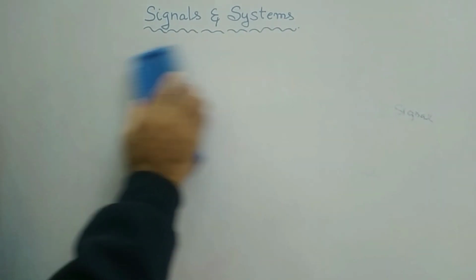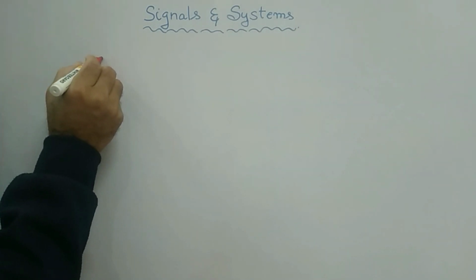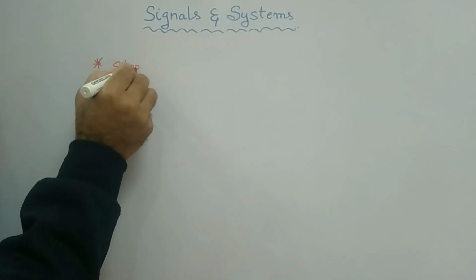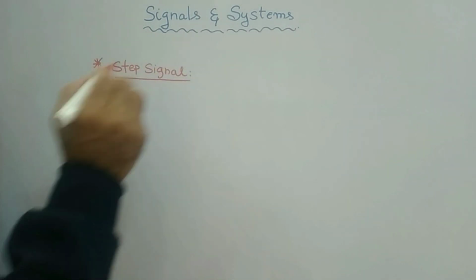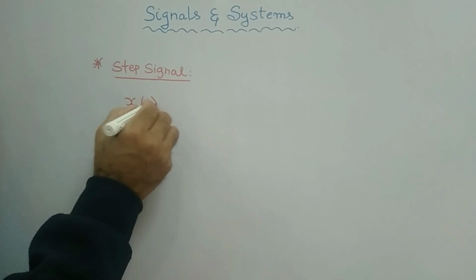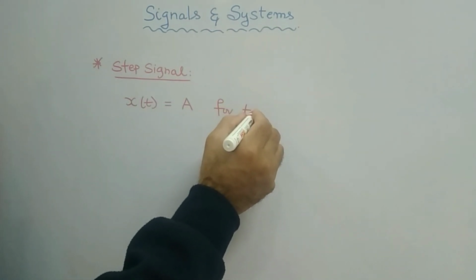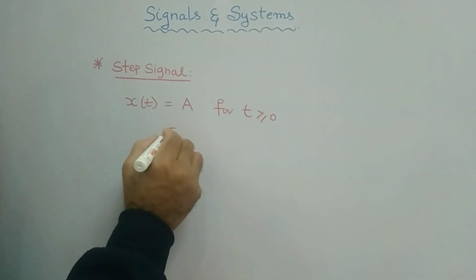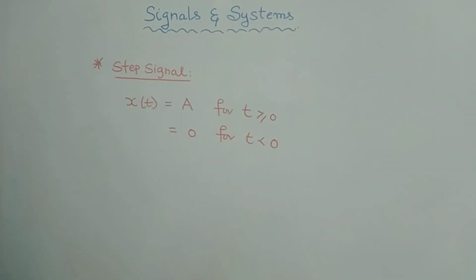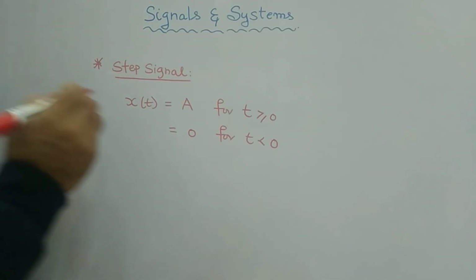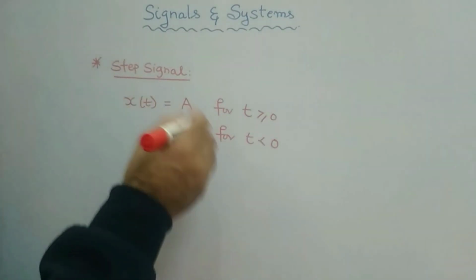Let us see what a step signal is. The step signal is defined as x of t is equal to A, the magnitude, for t greater than or equal to 0, and it is 0 for t less than 0. This is the definition of a step signal.